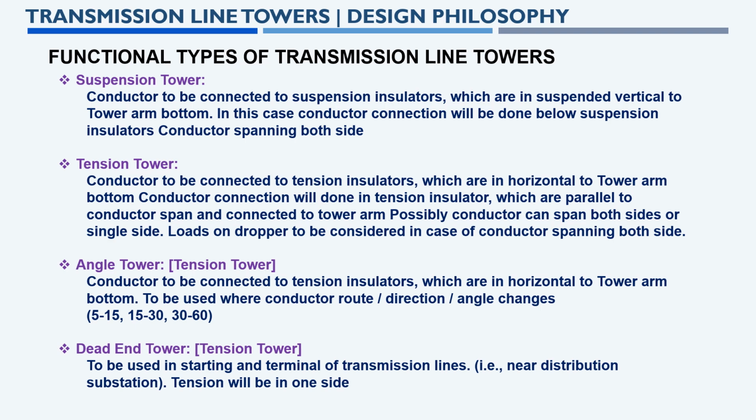Angle tower is another type of tension tower. Even the angle tower has several variants. One is from 5 to 15 degrees of conductor angle deviation. Another one is 15 to 30 degrees, and the third one is 30 to 60 degrees. So these are the variants of angle tower under tension tower. And the next type of tension tower is the dead end tower, to be used at the starting and terminal of transmission lines, that is nearest to the substation, where tension will be on one side.